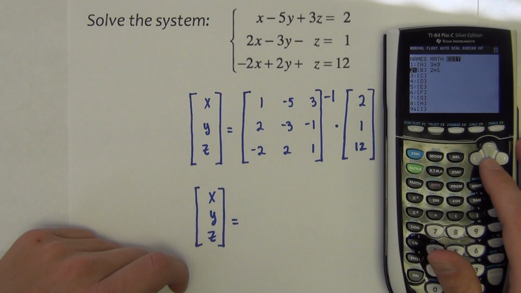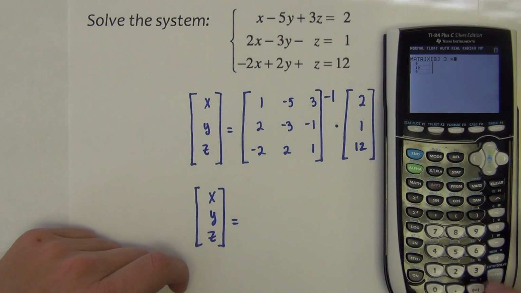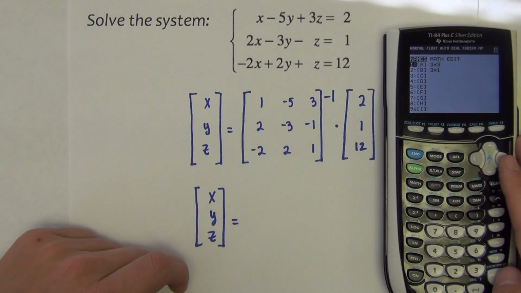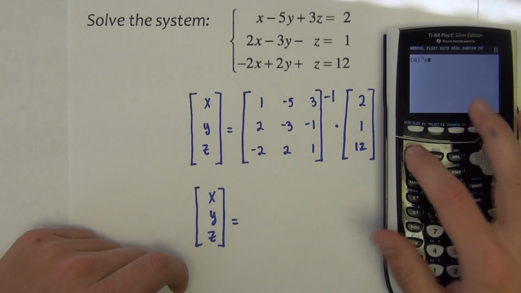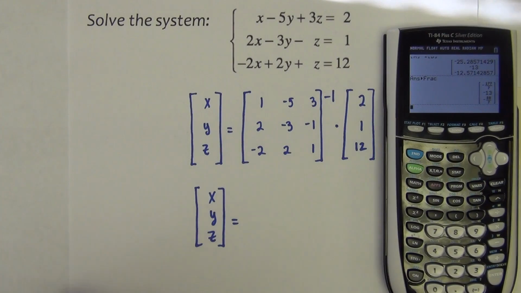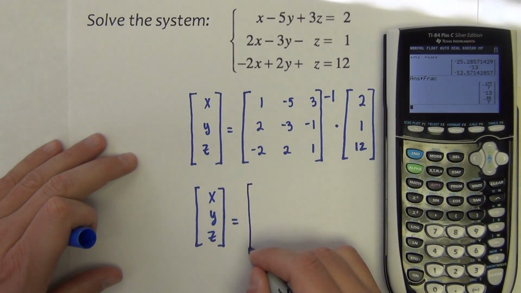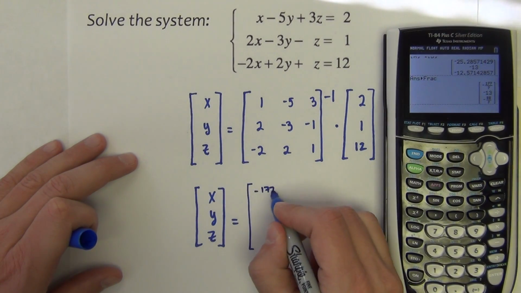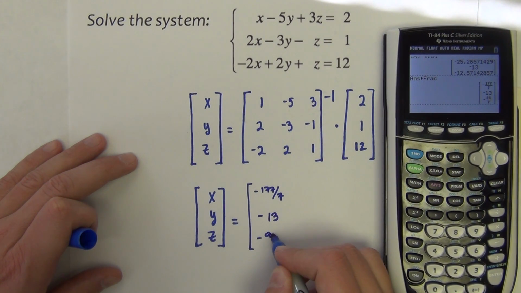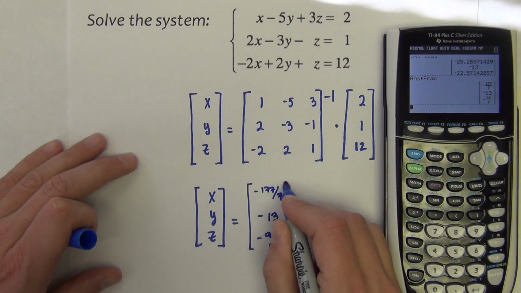I'm going to edit matrix B. It's going to be a 3 by 1. It's bigger this time than the last example. Okay, I've double checked, the numbers look good. I need to tell the calculator to do A inverse times matrix B. Let's try changing to fractions. So I get negative 177 sevenths, negative 13, negative 88 sevenths.